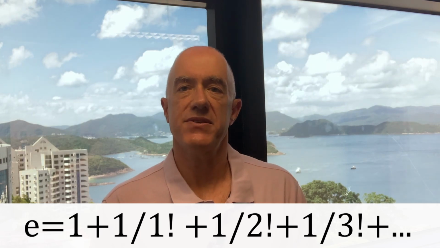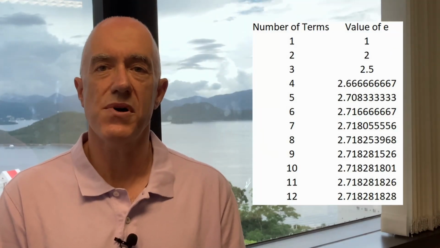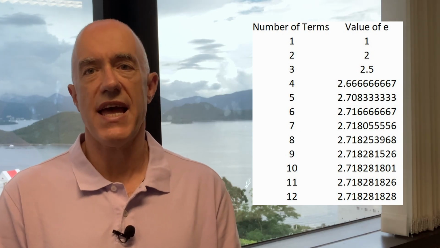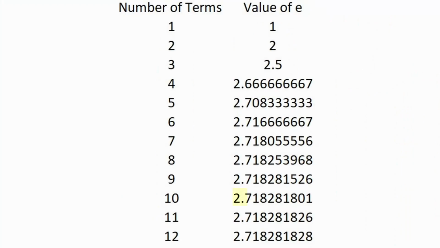this infinite series. e is an irrational number, so we can't write down all of its digits. But here is a table showing the sum of the first n terms in its series. We can see the value 2.7182818 emerging.